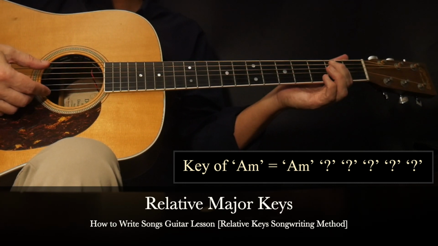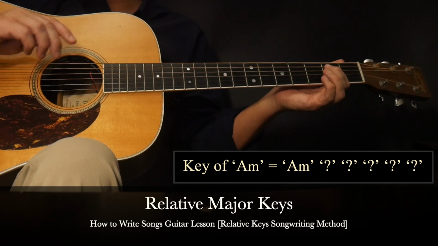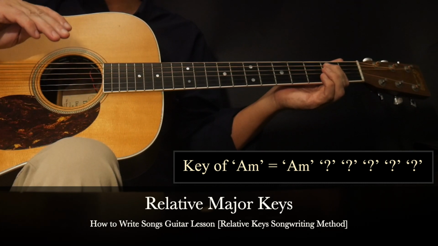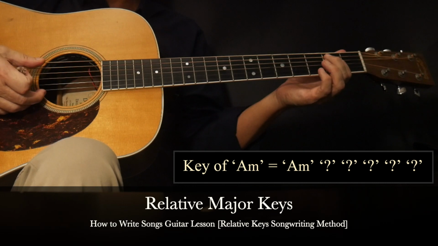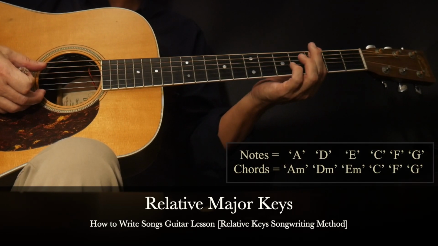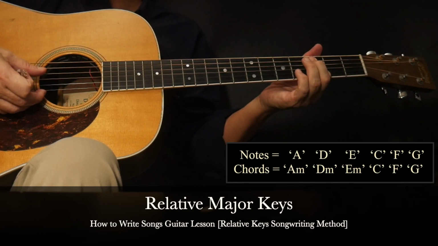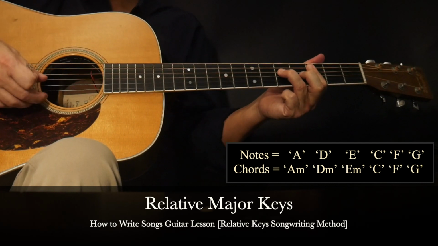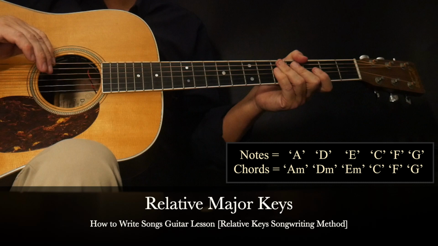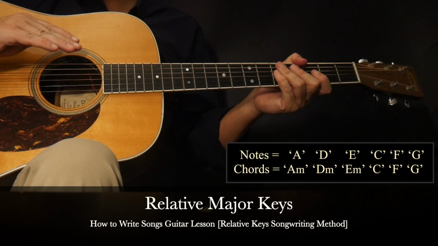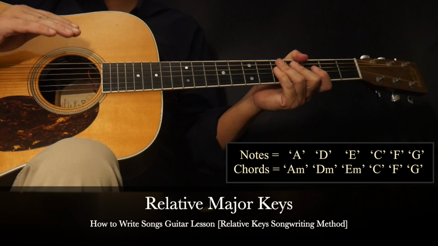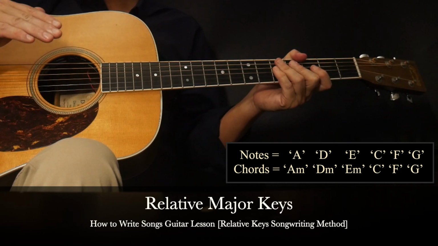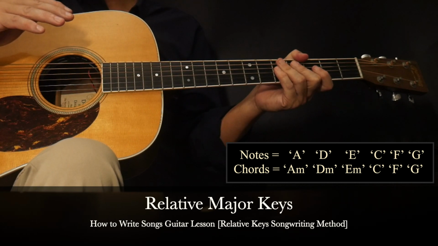Those notes are A, D, and E. So we have our primary chords in the key of A minor: A minor, D minor, E minor. Moving up three frets, we would end up with C on the fifth string, third fret: C, F, and G. So the six chords in the key of A minor are A minor, D minor, E minor, C, F, and G.